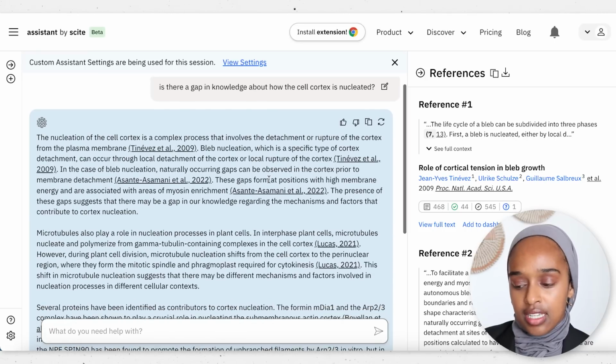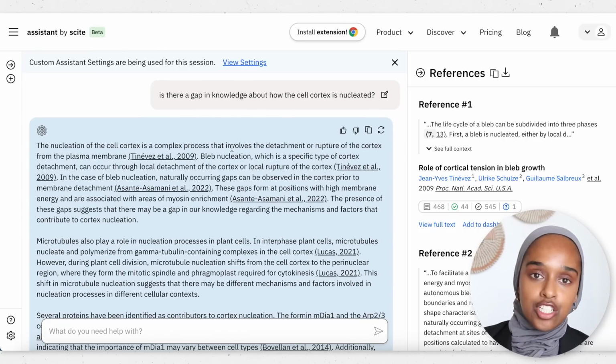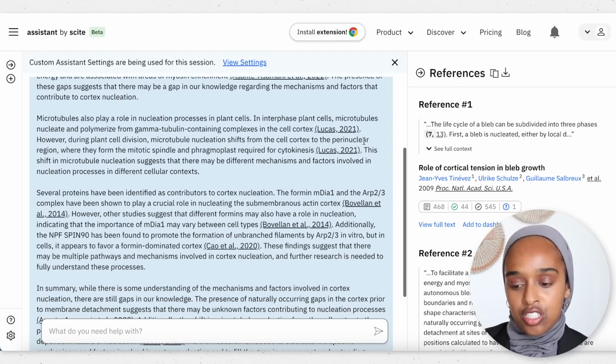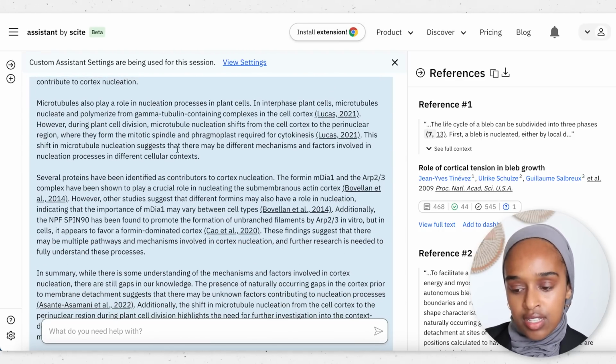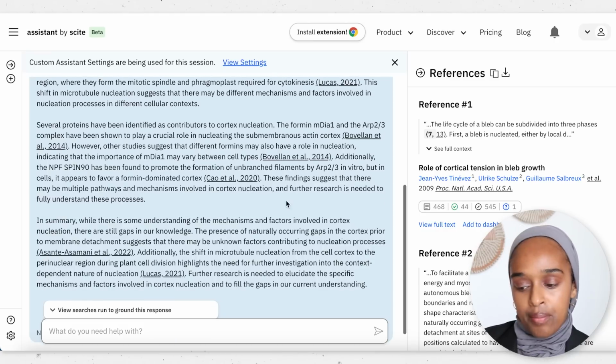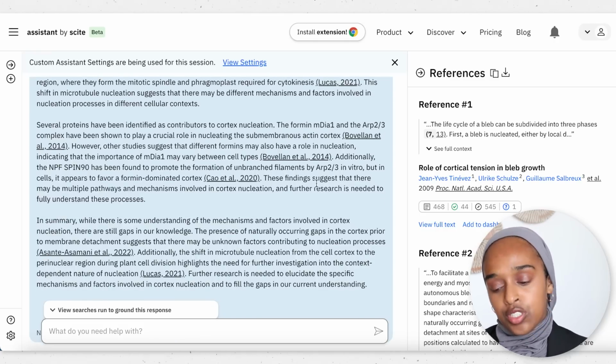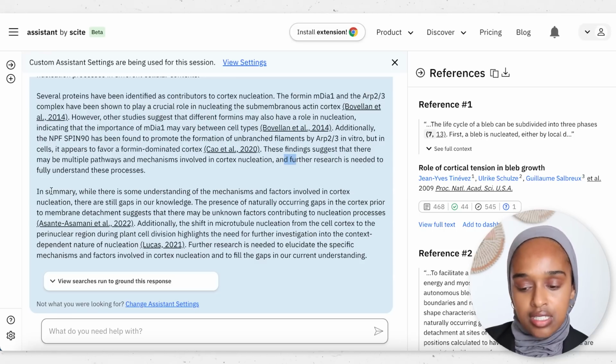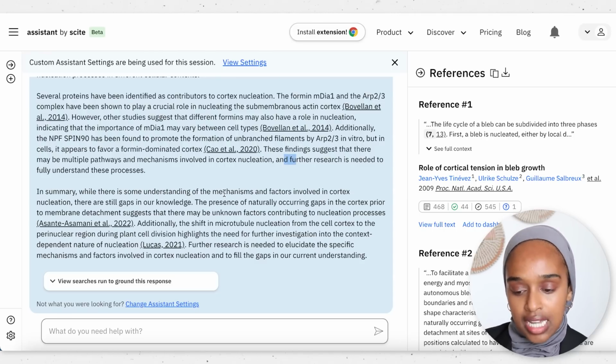Okay, and as you can see, it's generated this answer for me. It's giving me a bit of a summary of the topic area, and then it's giving me some parts of the research that we don't quite understand. They said that there may be different mechanisms. There might be things we don't know. There might be a lack of understanding. We need more research to understand these processes. And then it summarizes that whilst there's some understanding of this, there are still gaps in our knowledge, and it gives you the information.